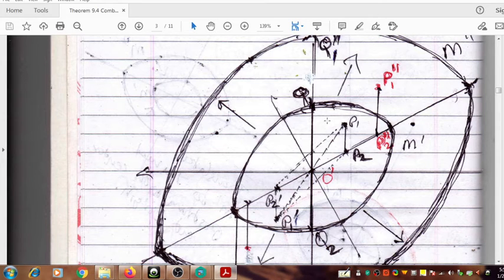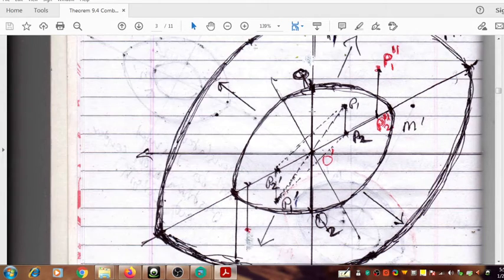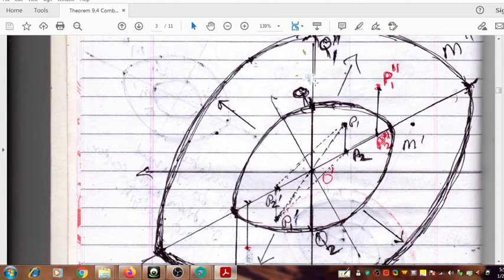And we take those two points and name them Q1 dash and Q2 dash. Actually, you can't see the prime, the dash here, but it is there. We will call them Q1 dash or Q1 prime, and Q2 prime. These points are the points of intersection of the line L dash with the boundary of M dash.